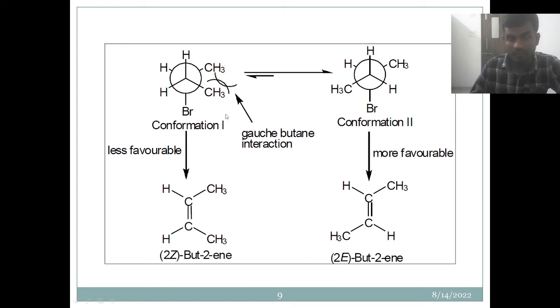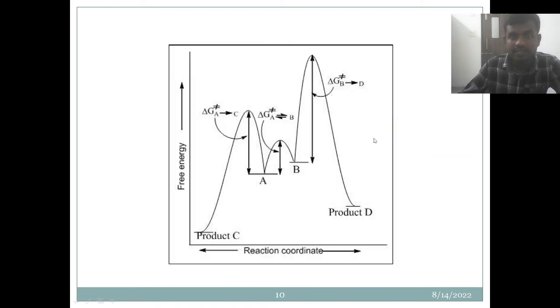So if I show the reaction energy diagram, remember conformation 1 is less stable, so it is higher energy. Conformation 2 is more stable. So this is the situation here.